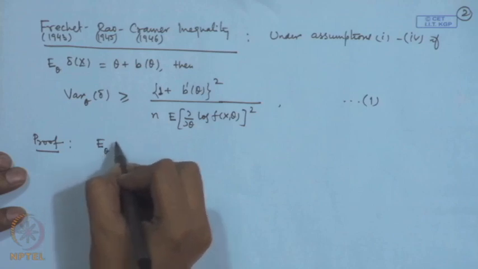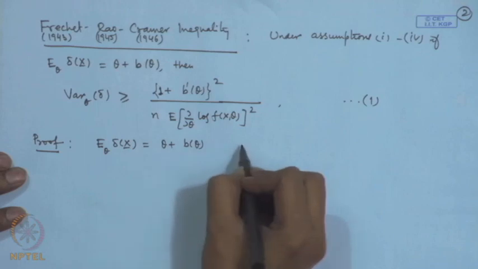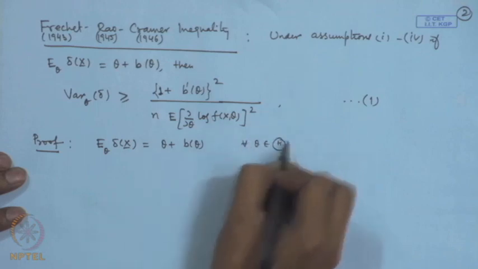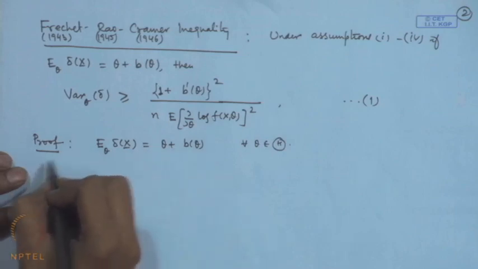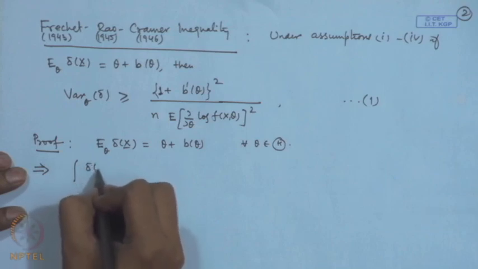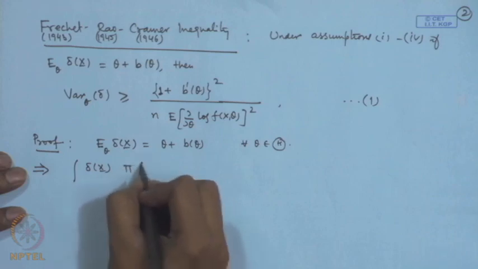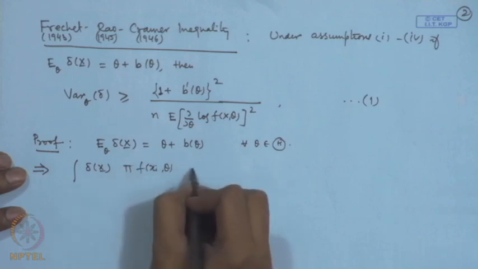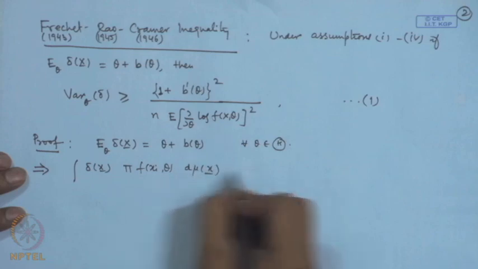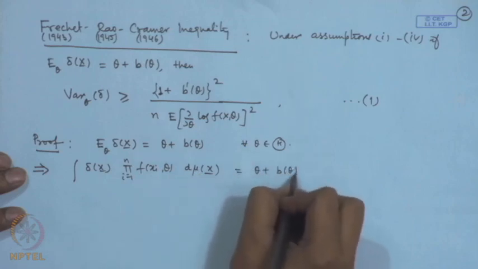So, expectation of delta(x) is equal to theta plus b(theta). Now, this is of course true for all theta. Now, we are assuming that we can differentiate under the integral sign. So, this is the integral of delta times the product of f(x_i, theta) d mu(x). Now, this denotes d mu(x_1), d mu(x_2), ..., d mu(x_n). This is equal to theta plus b(theta) for all theta.